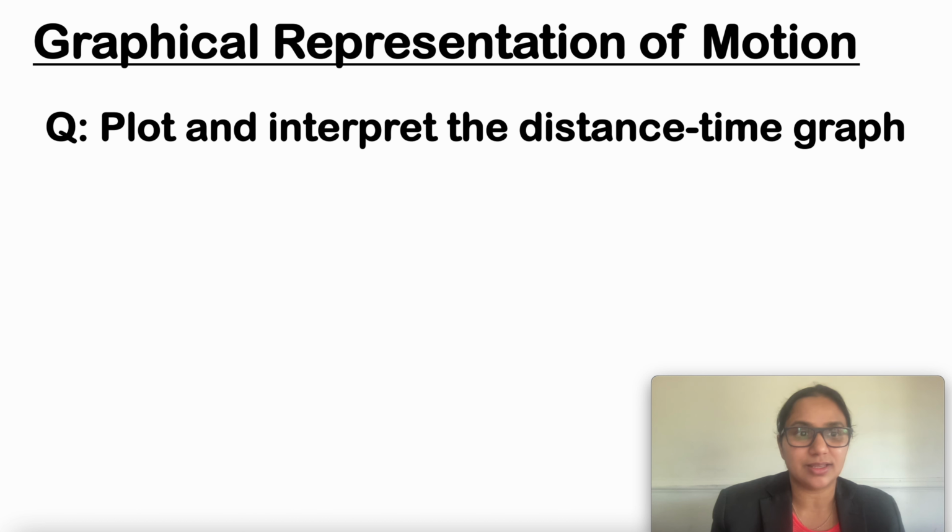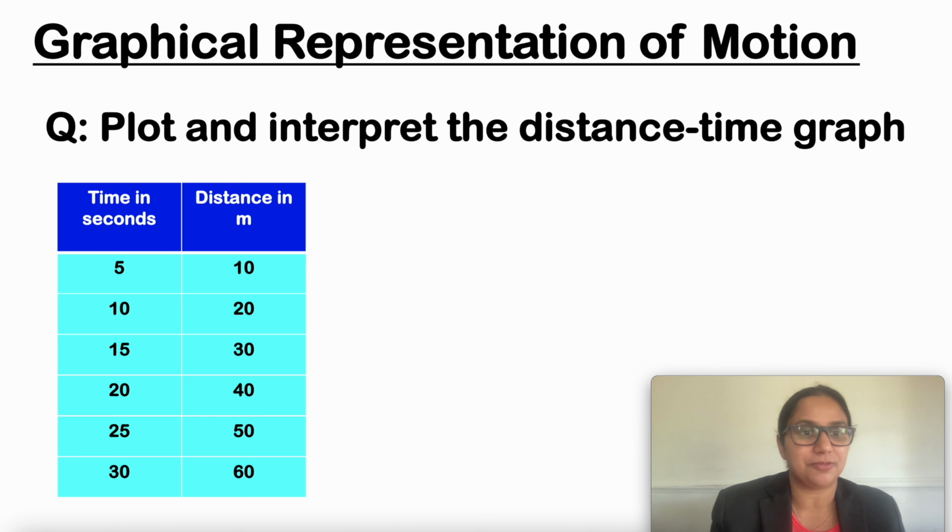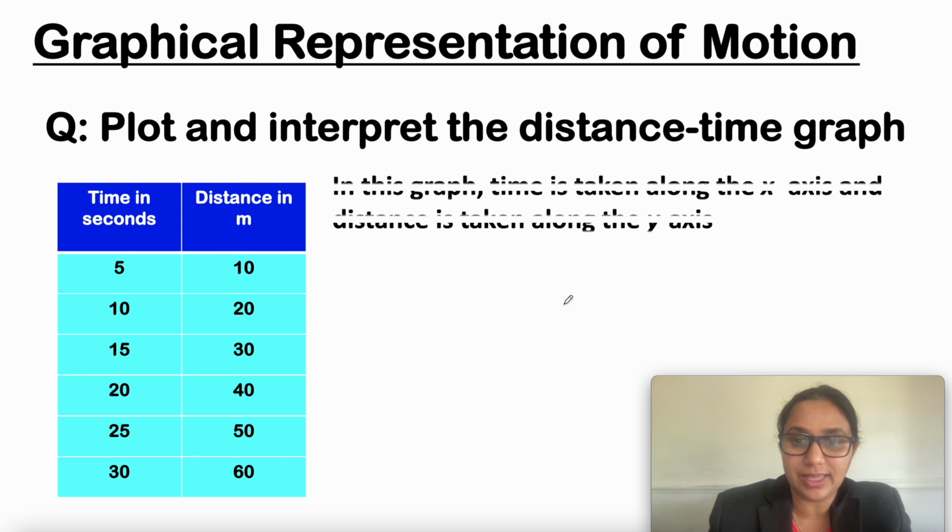My question here is: plot and interpret the distance time graph. So we have time in seconds and distance in meters. At 5 seconds the distance covered is 10 meters. At 10 seconds the distance covered is 20 meters. So it goes on, right? So let us start plotting the graph. First we have to decide the scales, that is, what is to be taken on the x-axis and what on the y-axis. Time is an independent quantity but distance depends on time. So the independent variable is usually plotted on the x-axis and distance is taken along the y-axis.